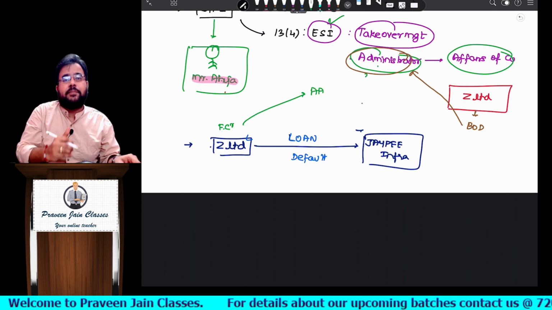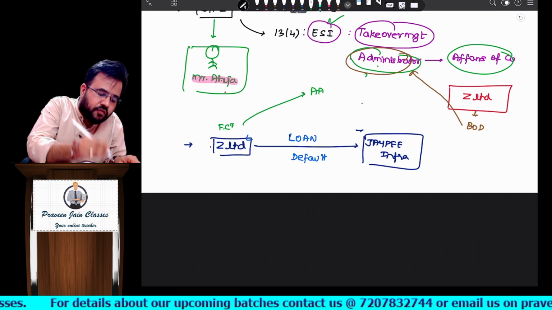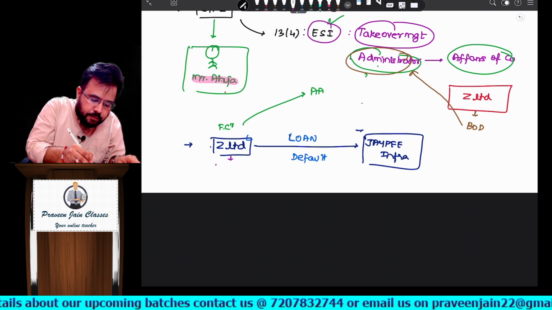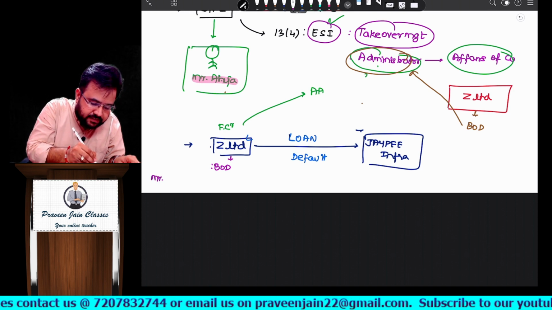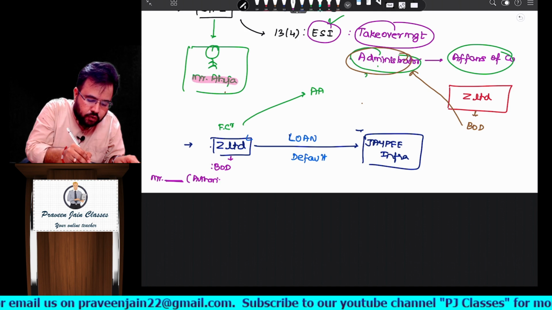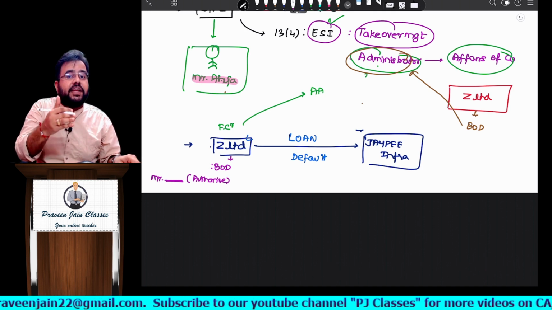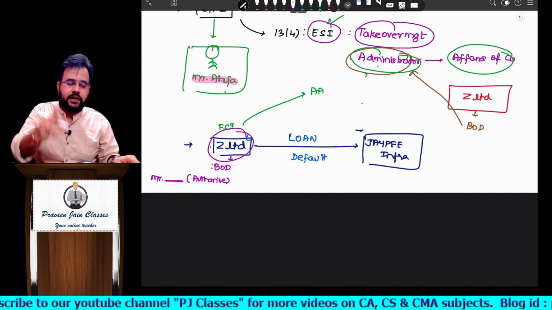Now can I say Z Limited is an artificial person. It cannot do things on its own. So what will happen, sir? Z Limited's board of directors will identify Mr. Dash, Mr. Dash, and they will authorize this person to file an application to initiate CIRP proceedings on behalf of whom, sir? Z Limited, on whom?